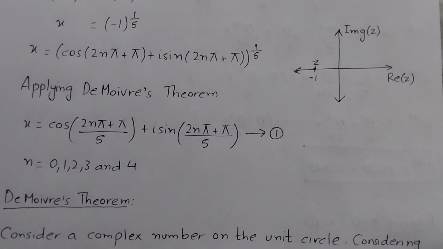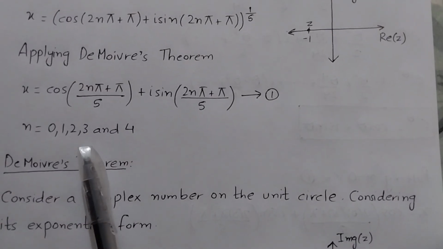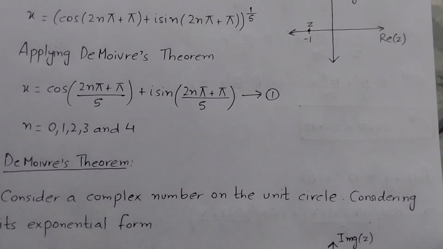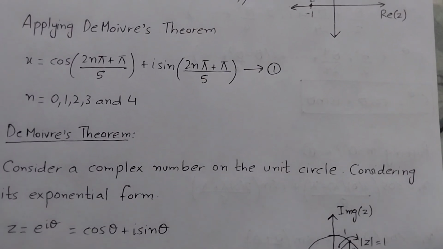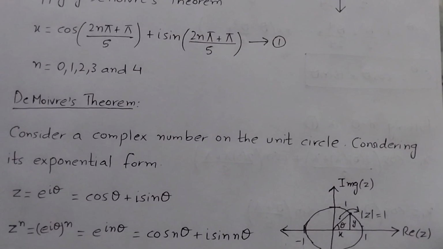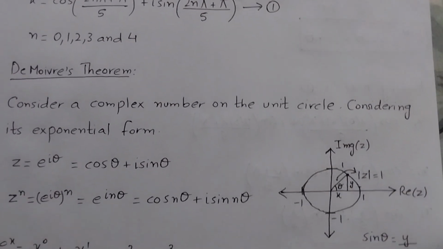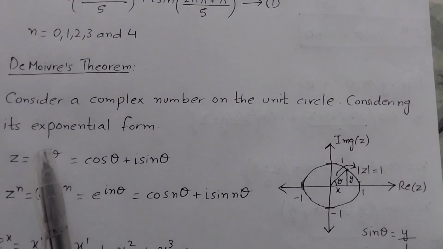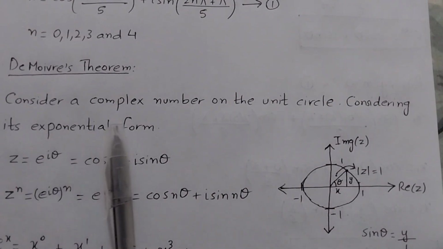So we need to establish some things before putting the values and finding the final roots. Firstly, in order to find the solution for this equation, we use De Moivre's theorem. So we need to establish that De Moivre's theorem is indeed true. For that, we consider a complex number on the unit circle, and we'll consider its exponential form.